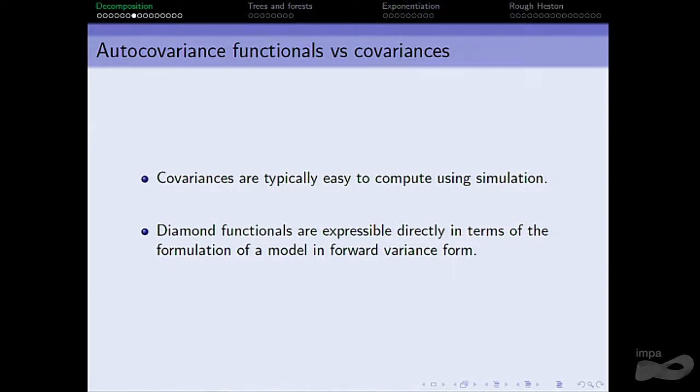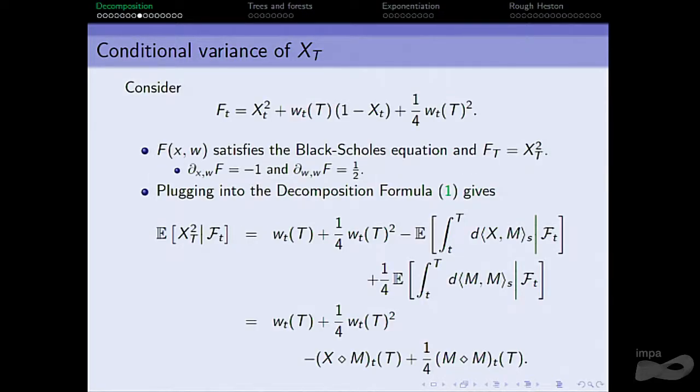Covariances are typically easy to compute using simulation, and diamond functionals are expressible directly in terms of the formulation of a model in forward variance form. So let's give an example. Here is a solution of the Black-Scholes equation. It's easy to verify. We plug that into Elisa's decomposition formula, and we get the following thing.